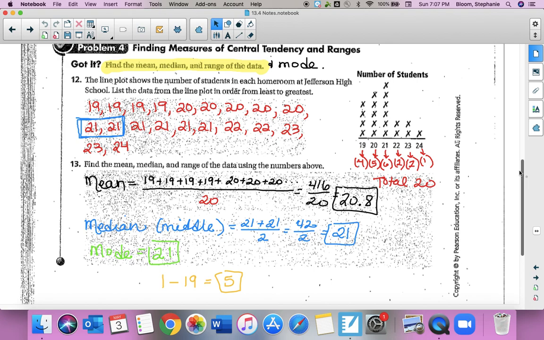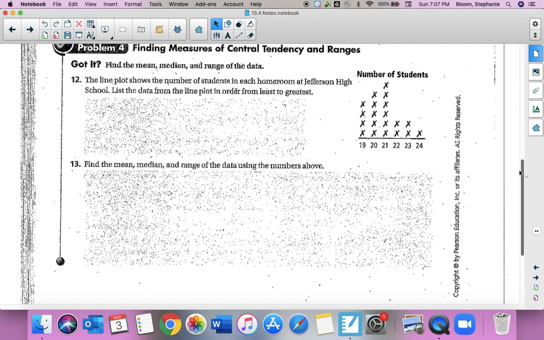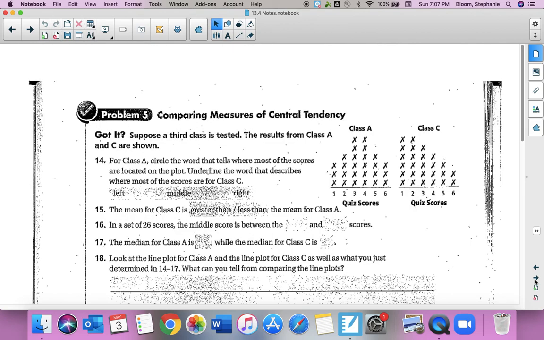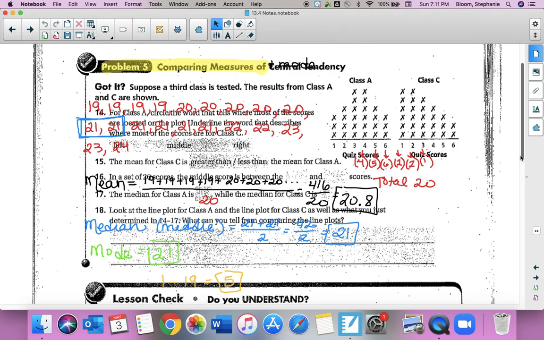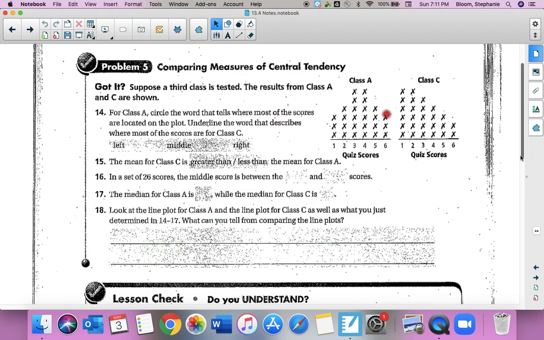Okay, so let's turn it over. We're going to look at just this last example, problem 5. Okay, so here's what we have. We are looking at, let's erase this, 2 classes, and these are their quiz scores. Suppose a third class is tested. The results from class A and class C are shown. For class A, circle the word that tells where most of the scores are located on the plot. Underline the word that describes where most of the scores are for class C.